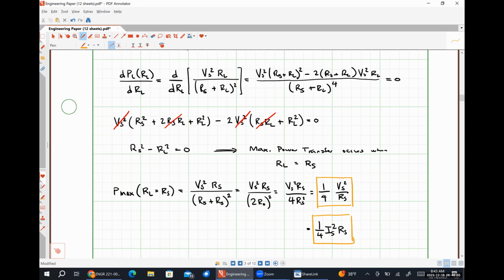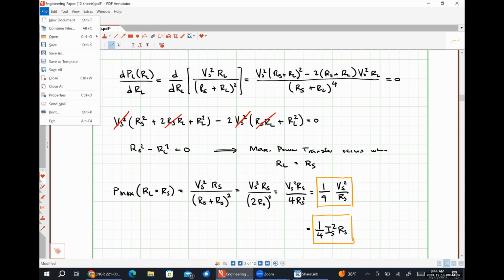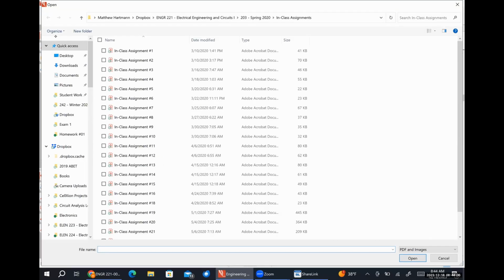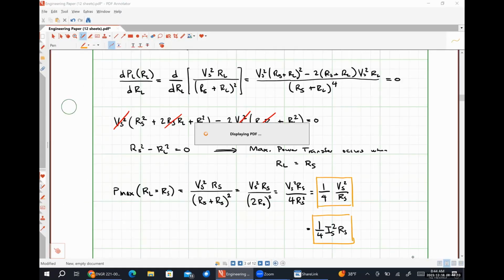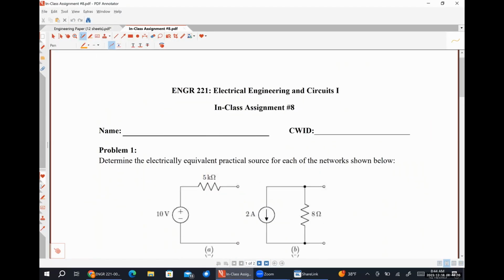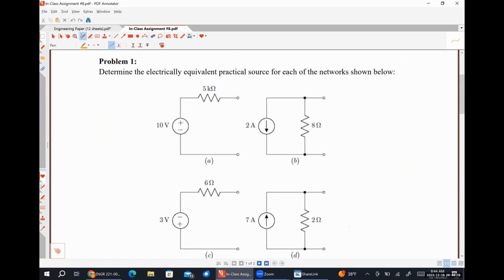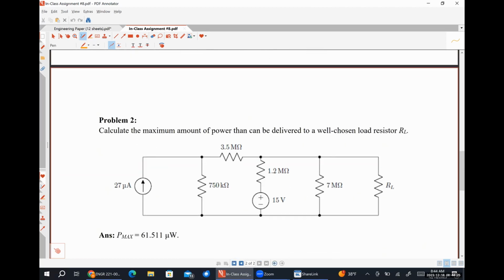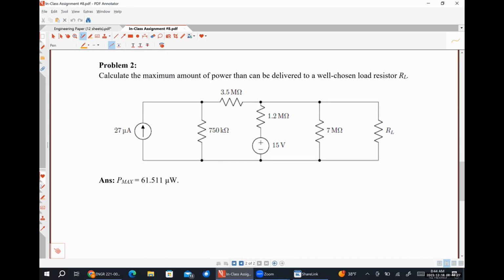All right. Let's work one of your in-class assignment problems. So this would be in-class assignment number 8, if memory serves me correctly. This first problem is fairly straightforward. It's simply just practicing the transformation. I'll let you guys do that. We're going to work on problem 2.